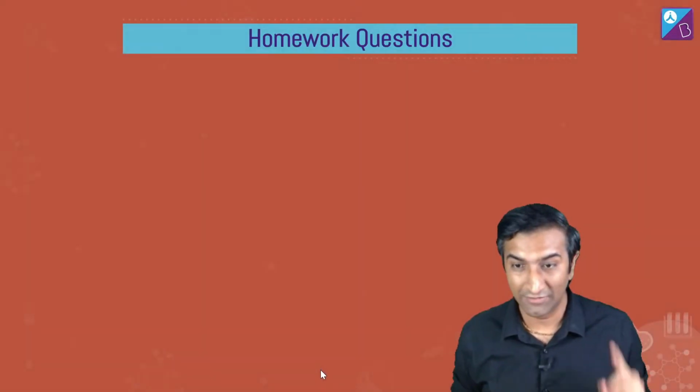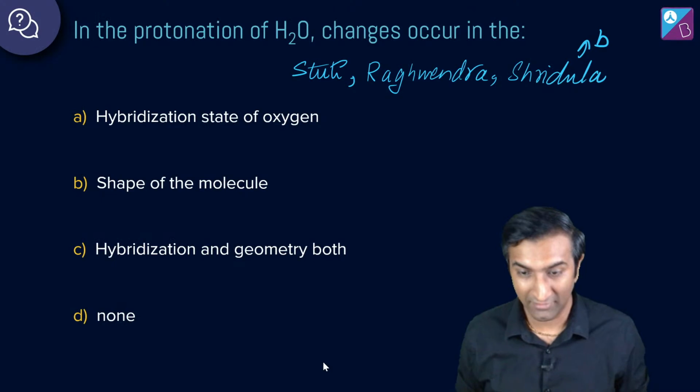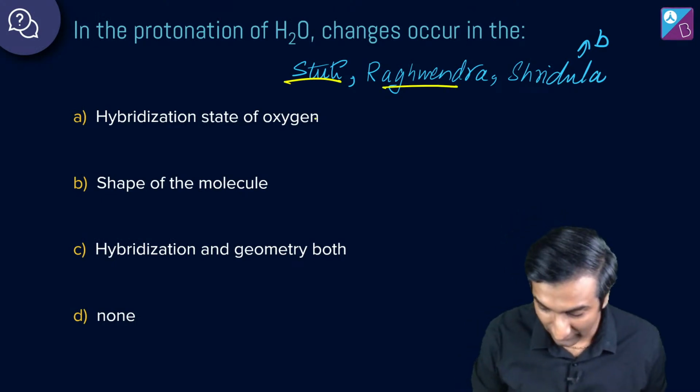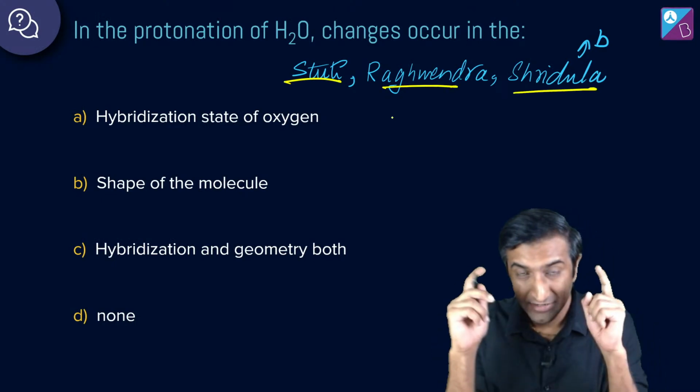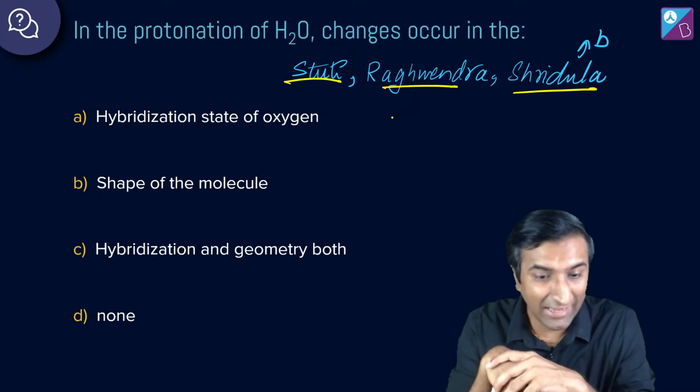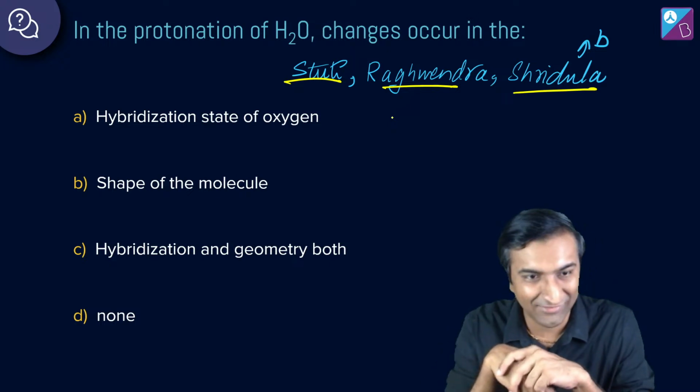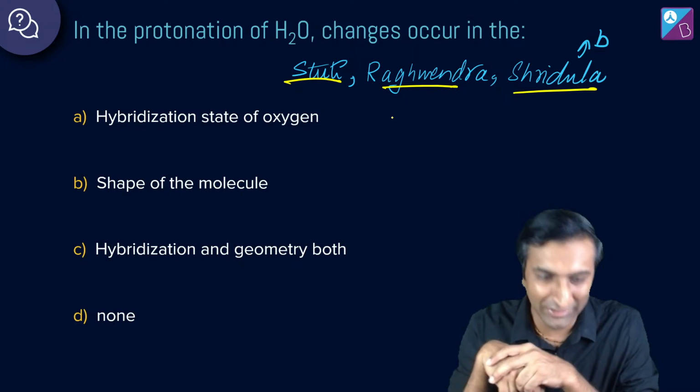What were the quick homework questions? There were a couple of homework questions, yeah, that the ones who answered, Stuti, Raghavendra, and Shridula, they all said B. Do you agree with these guys or what do you think? Hey, Umar, how are you doing? A lot of new people. That's awesome. Yeah, we're on the right channel. We're on the NEET channel, right?